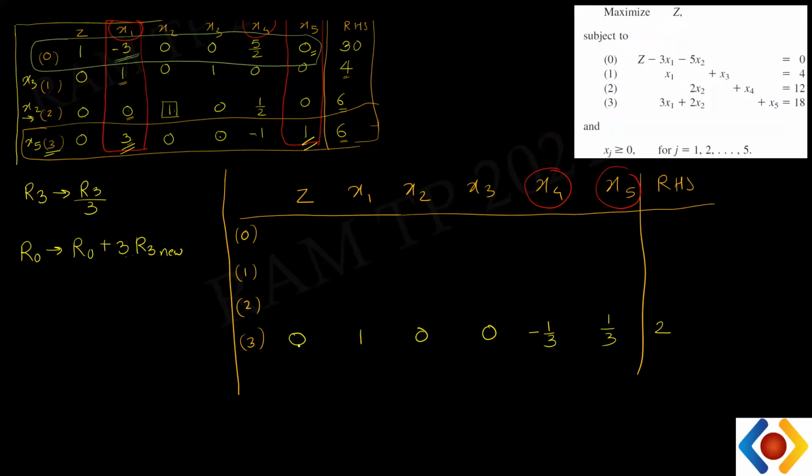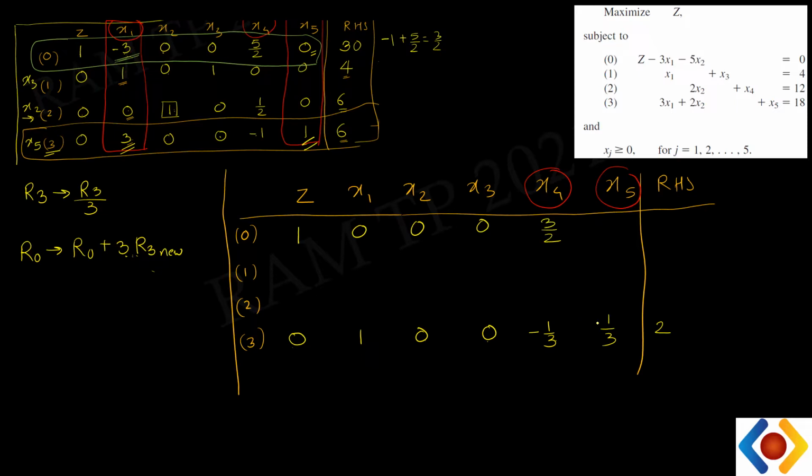So 3 times 0 is 0. 0 plus 1, 1. 3 times 1 is 3. 3 plus negative 3, 0. 3 times 0 is 0. 0 plus 0, 0. 3 times 0 is 0. 0 plus 0, 0. 3 times minus 1 by 3 will become minus 1. And if you add 5 by 2, minus 1 plus 5 by 2 gives 3 by 2. Positive 3 by 2, right?